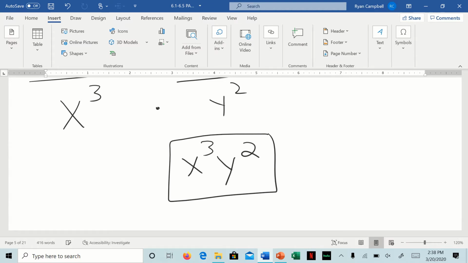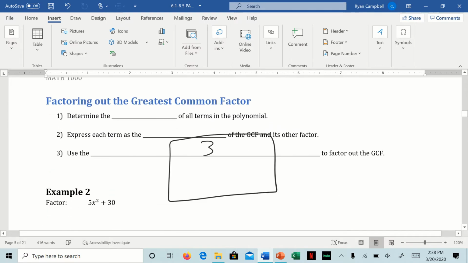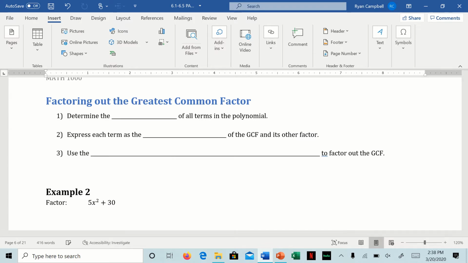All right. So we talked about finding the greatest common factor. Now let's talk about factoring out the greatest common factor. When we factor out the greatest common factor, this is the first way that we can actually factor things out. This is using the opposite of the distributive property. So we're going to determine what the greatest common factor is. Number 2, we're going to express each term as a product of the greatest common factor and its other factors. And then we use the distributive property in the other direction to factor out the greatest common factor.